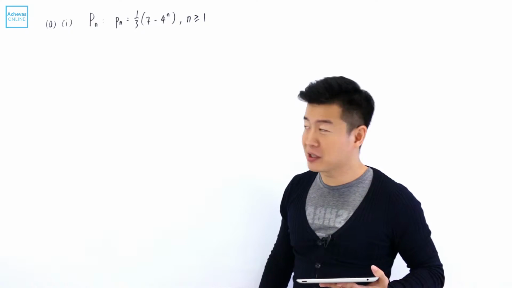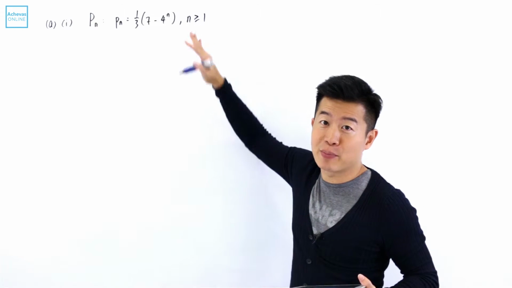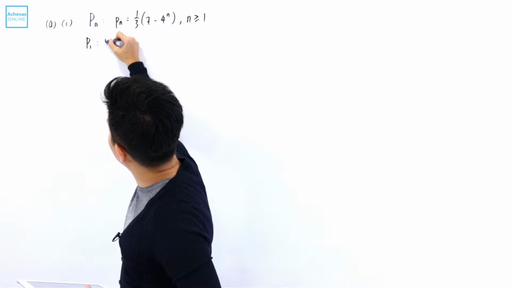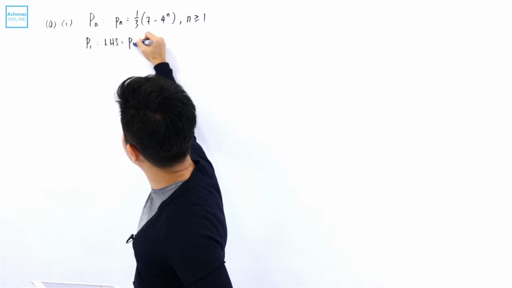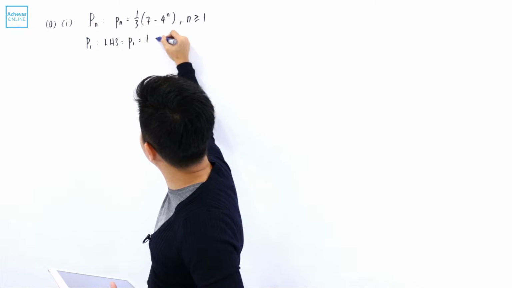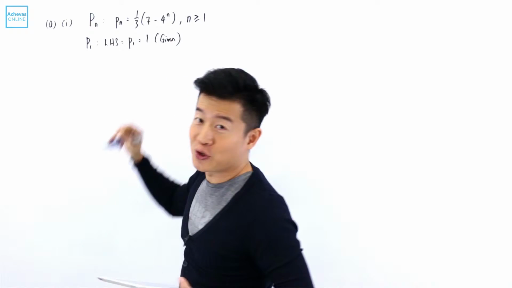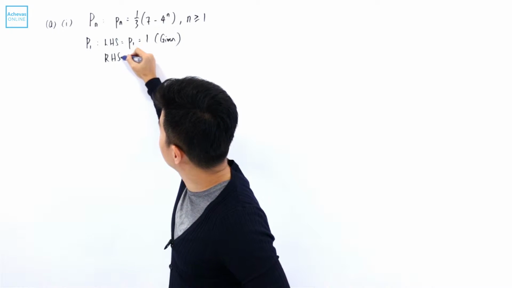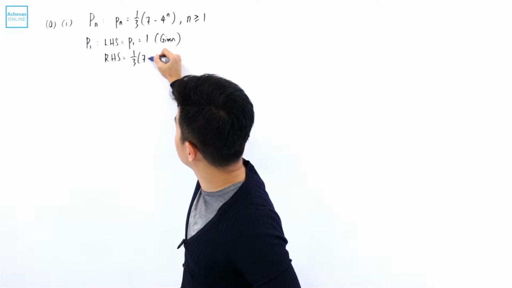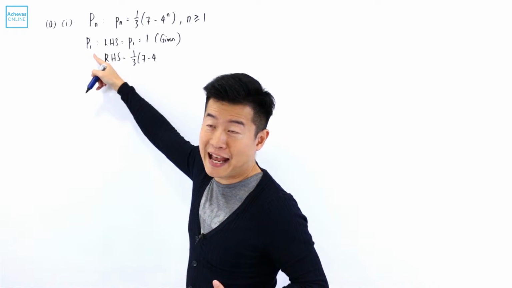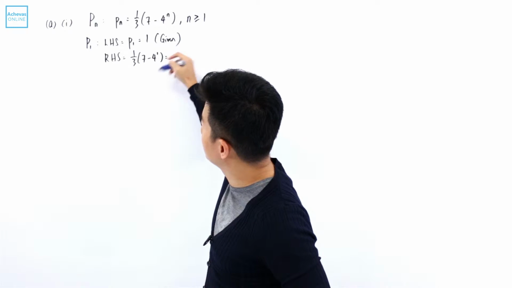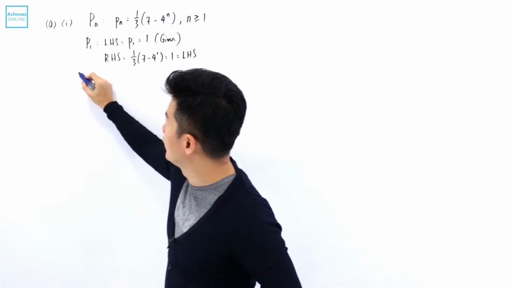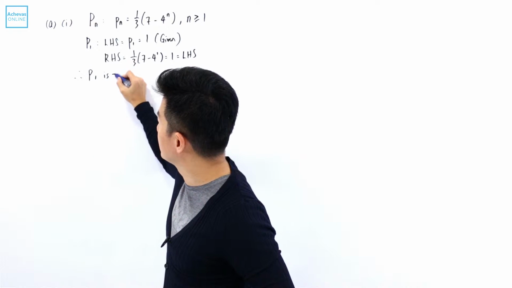The next step of mathematical induction is to go for the smallest possible n and prove that it is true. The smallest possible n is 1, so I'm going to go for P1. On the left hand side of P1, it is this small p1, and this is equal to 1 because the question gave us so. Okay, so the next thing that we need to do is to prove that the right hand side is also going to be equal to 1. So on the right hand side, it is 1/3 (7 minus 4 to the power of, replacing n by 1, so 4 to the power of 1). 1/3 multiplied by 3. This is 1. This is the same as the left hand side, which means that P1 over here is true.